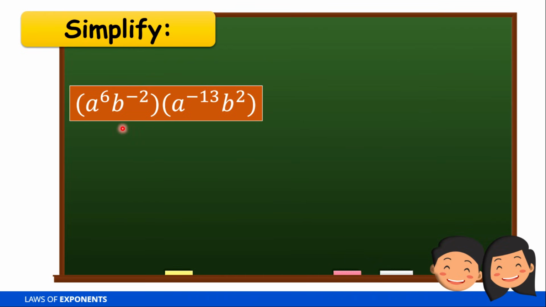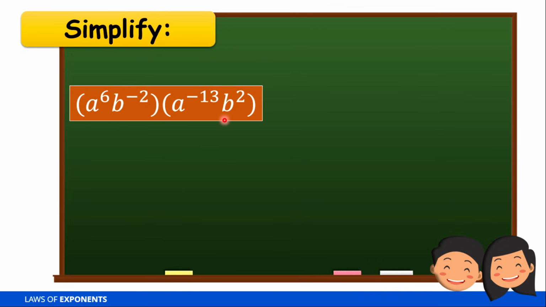Let's have this first given. We have the quantity a to the 6th power times b to the negative 2nd power, times the quantity a to the negative 13th power times b squared. So, isa-isahin natin ang ating given. Kung makikita natin dito, mayroon tayong magkakapareho na base.